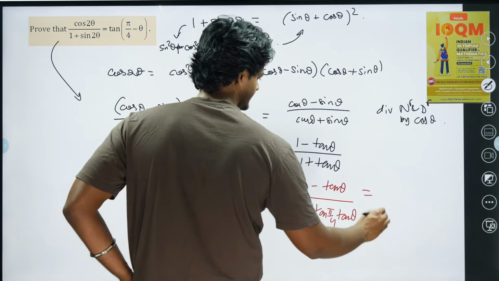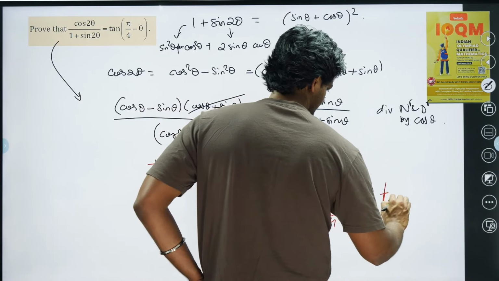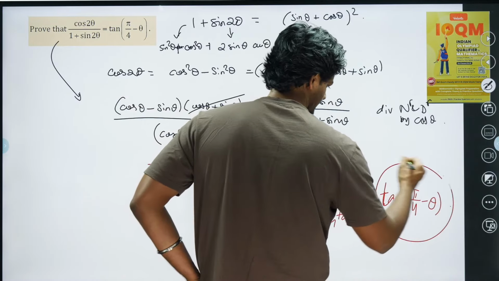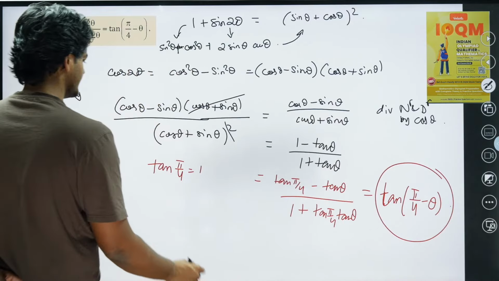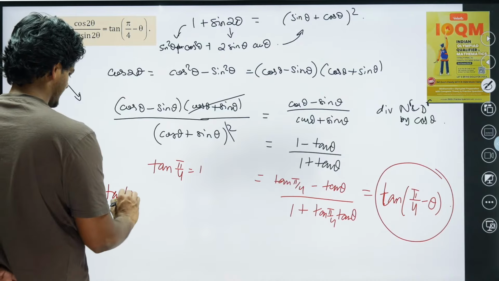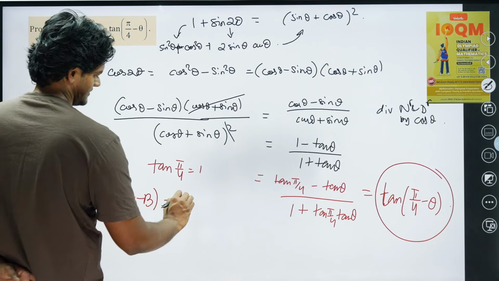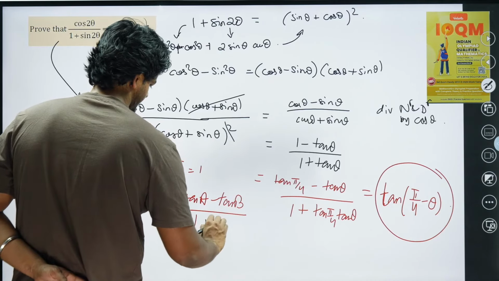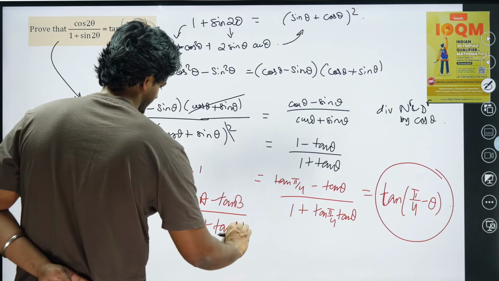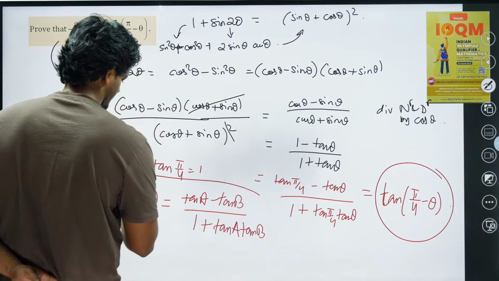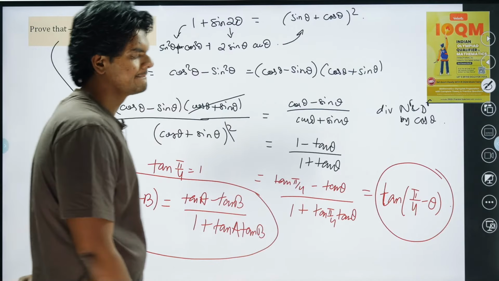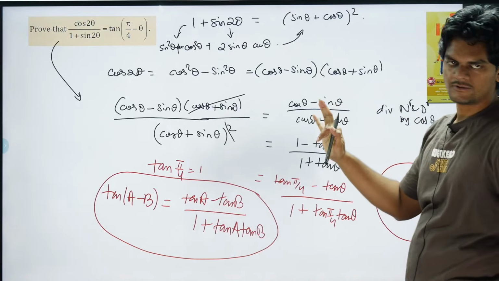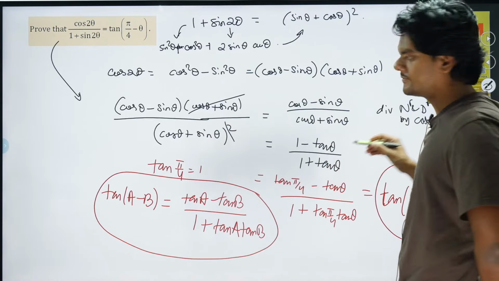So this becomes tan pi by 4 minus theta. So you just need to use this tan A minus B is tan A minus tan B over 1 plus tan A tan B. Easy, easy question. Clear? No doubts?